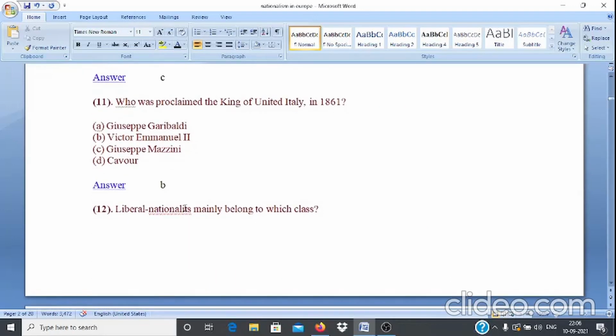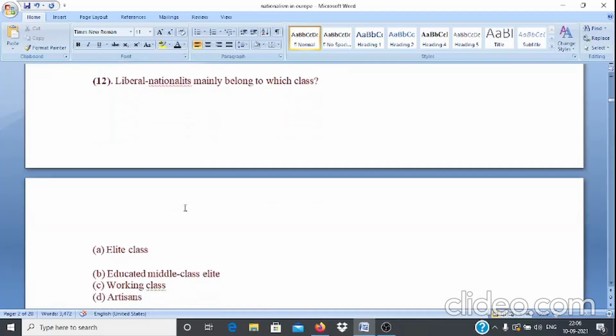Question number 11. Who was proclaimed the King of United Italy in 1861? Options are A. Giuseppe Garibaldi, B. Victor Emmanuel II, C. Giuseppe Mazzini, and D. Cavour, and answer is option B, that is Victor Emmanuel II.